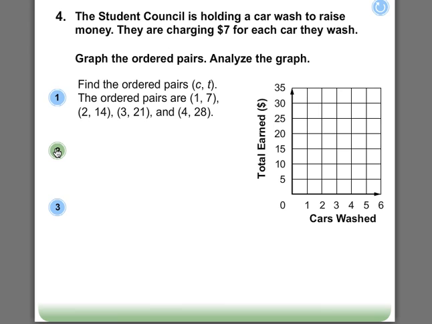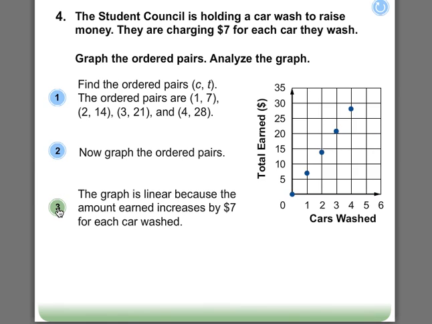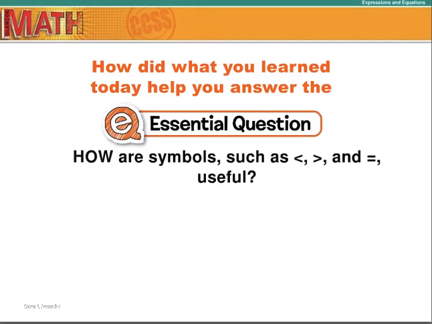Okay, so now we're going to need to graph those on the graph. So we're going to go over 1 and up 7, over 2 and up 14, over 3 and up 21, and over 4 and up to 28. Okay, and now what we're going to do is see if it's linear. Do they go in a line? Yes, they follow a line, because the amount increased by $7 every time a car is washed.